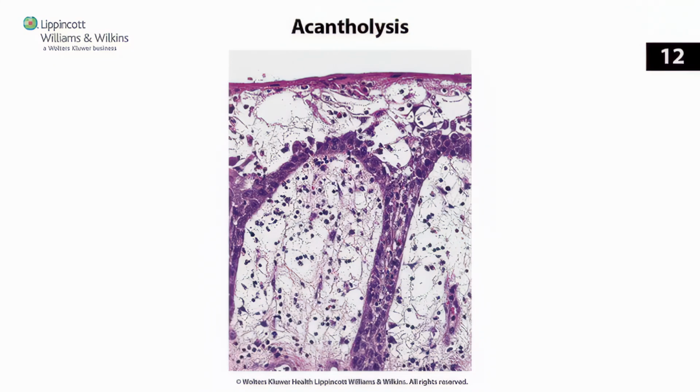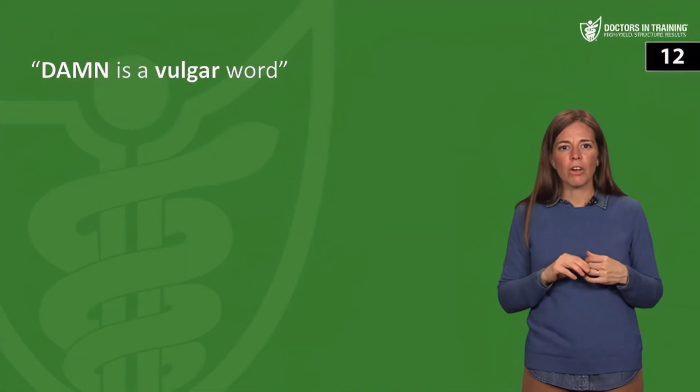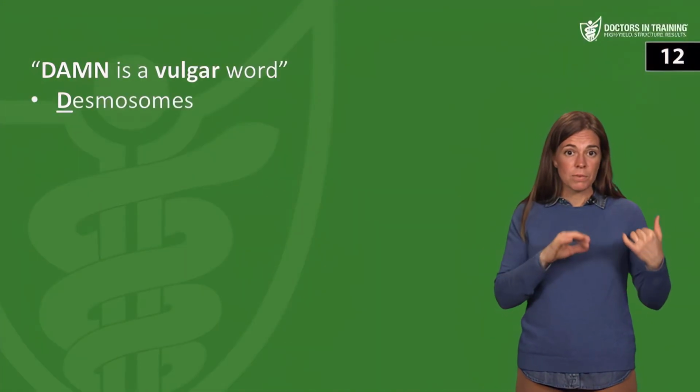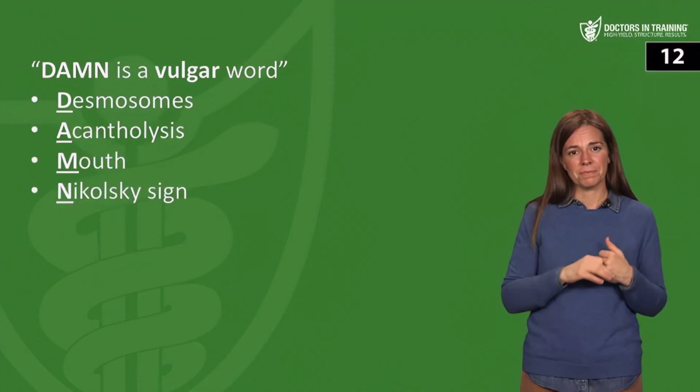Microscopically, you'll see acantholysis, which is the loss of intracellular connections, which again is due to the loss of the desmosomes. Okay, another one of our PG-13 rated mnemonics. This one came from a student. Pemphigus vulgaris, damn. Damn is a vulgar word. Desmosomes, acantholysis, mouth, Nikolsky sign.